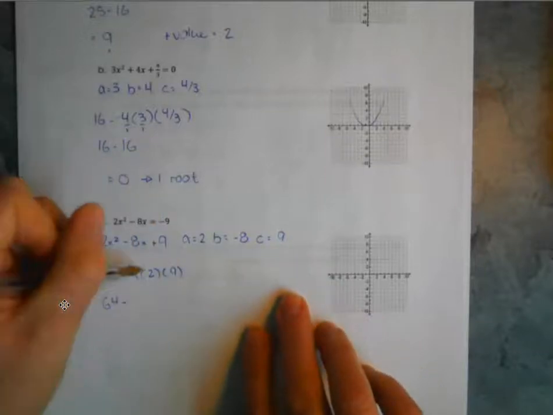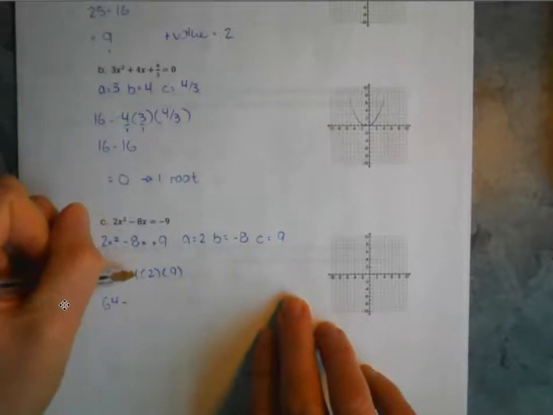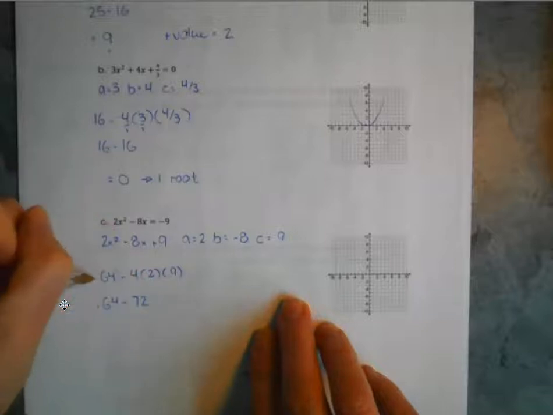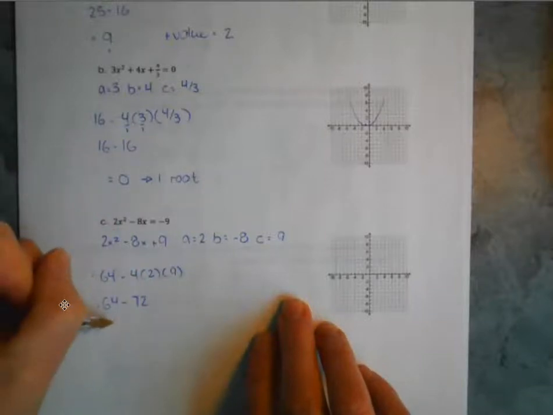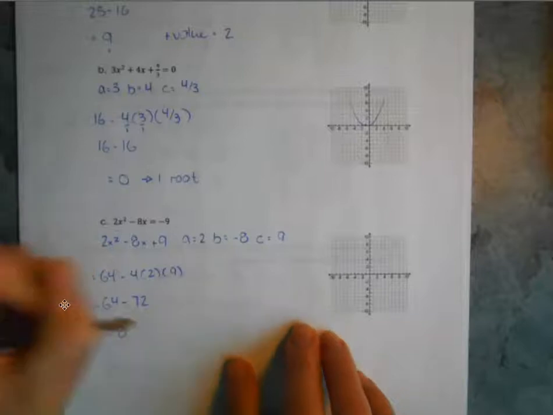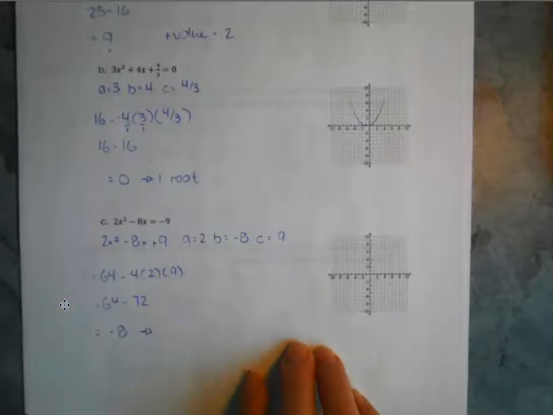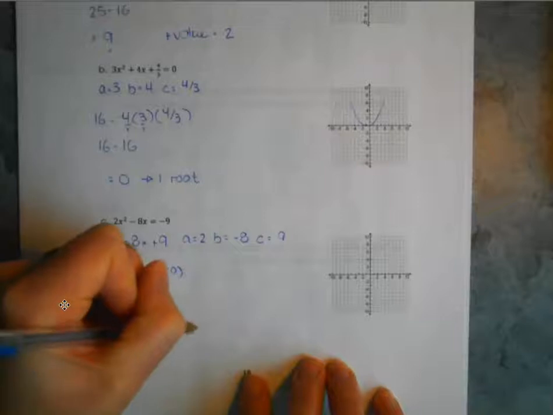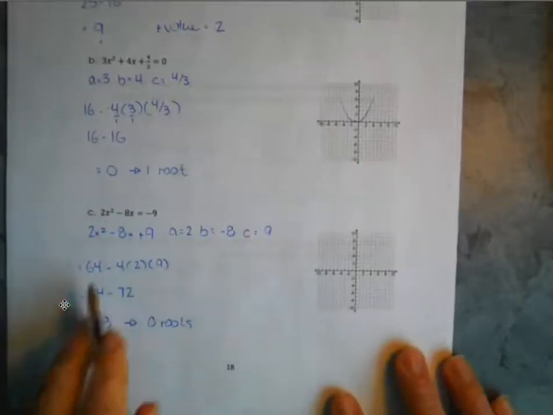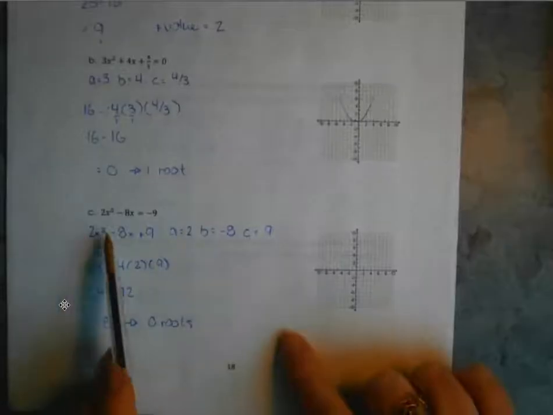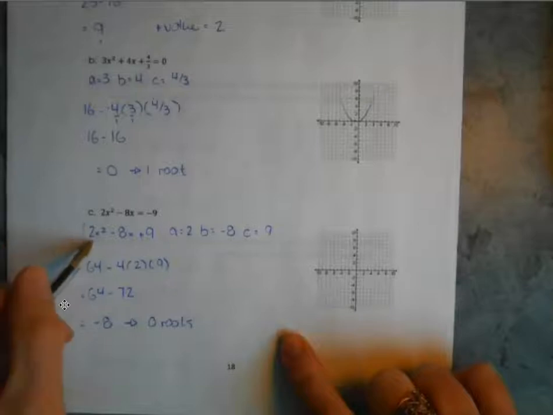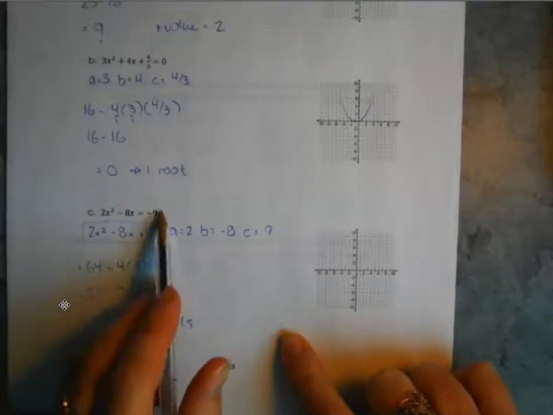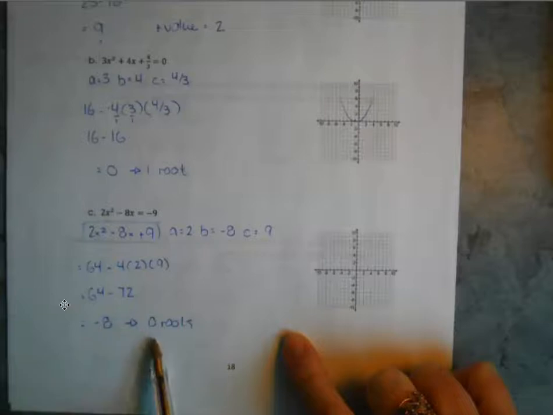64 minus 4 times 2 is 8, times 9 is 72. And so then we're going to end up with a value of -8. And remember, with any negative value, how many roots do we have? We have 0 roots. Okay, and so if you plug in, now remember when you do your y equals, you want to enter in the one that's set equal to 0. You can never use one that's set equal to a number value in your calculator.